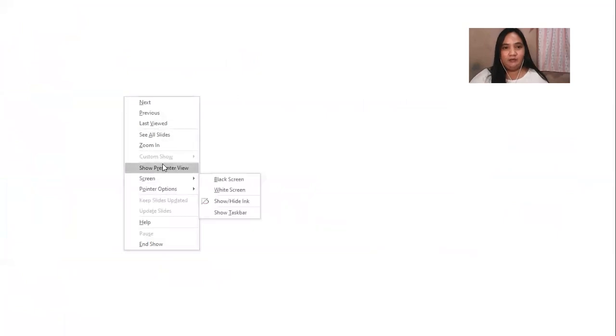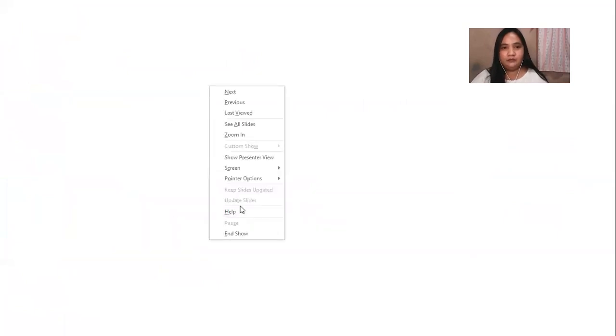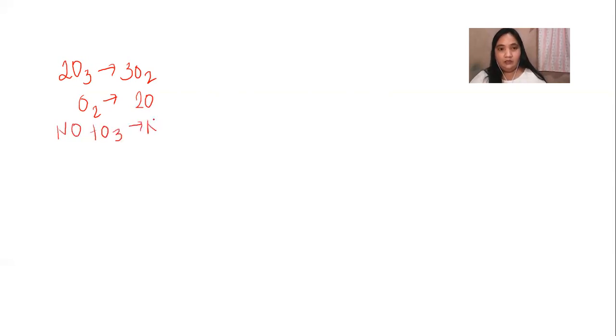So let's write the given. Let's rewrite them. I'm going to make it smaller so that it fits the screen. So that's 2O3 yielding 3O2. I have O2 yielding 2O. And then I have NO plus O3 yielding NO2 plus O2.